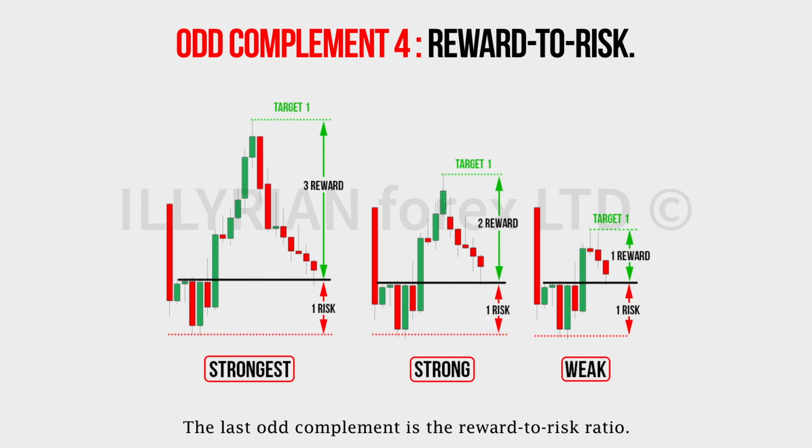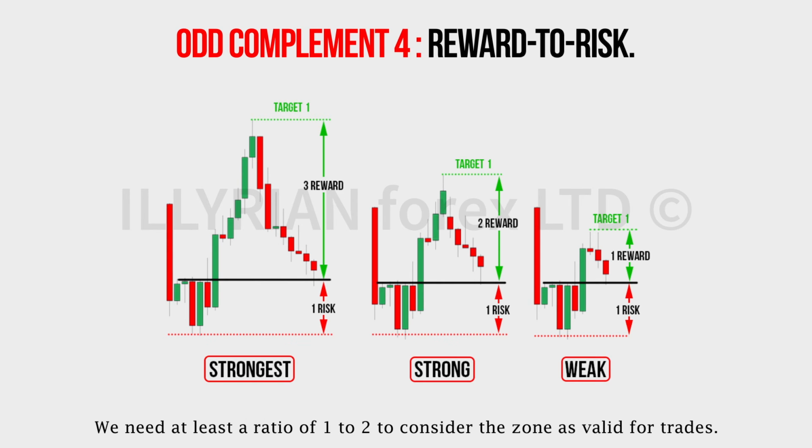The last odd complement is the reward to risk ratio. We need at least a ratio of 1:2 to consider the zone as valid for trades.